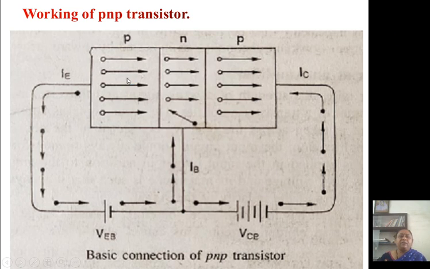From here these holes flow towards the base as shown in figure. These constitute the emitter current IE. As these holes cross into the N-type base, they tend to combine with the electrons, and current conduction in the PNP transistor is by holes as shown in figure.